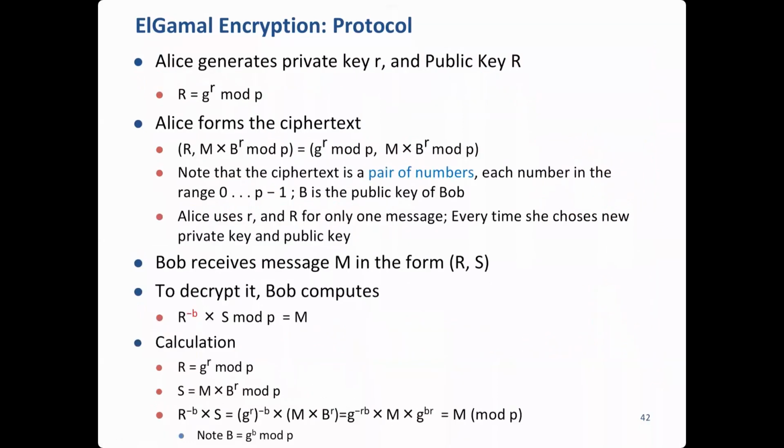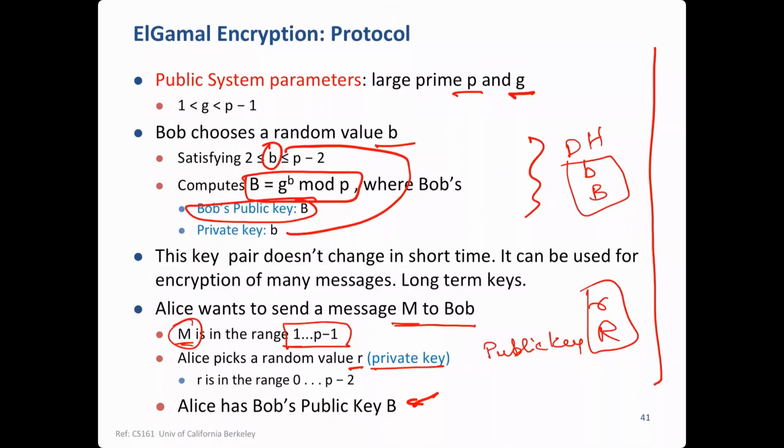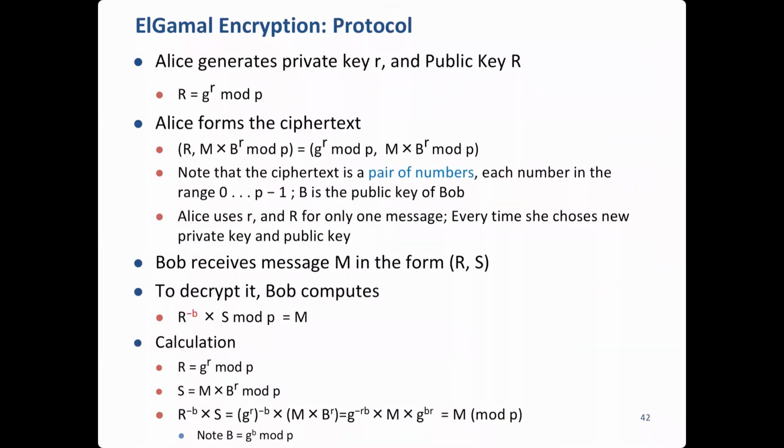So now she receives Bob's public key. What's the next step? She calculates her own public key from her private key. So she has a private key r and then gets public key, from r she gets capital R. Now Alice has r and capital R, which is private key and public key. Bob has b and capital B as private key and public key. Now the communication starts between Alice and Bob.